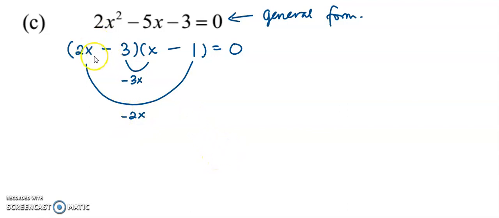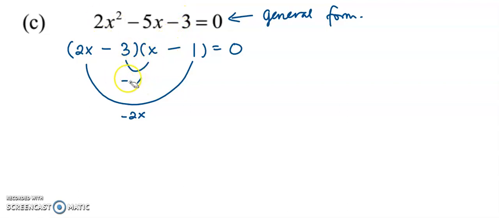Then we try to expand back. 2x squared, yes, is correct. In the middle, we get negative 5x. And negative multiplied by negative, you get positive 3. But in my question, we don't want positive 3. So something is wrong with this.